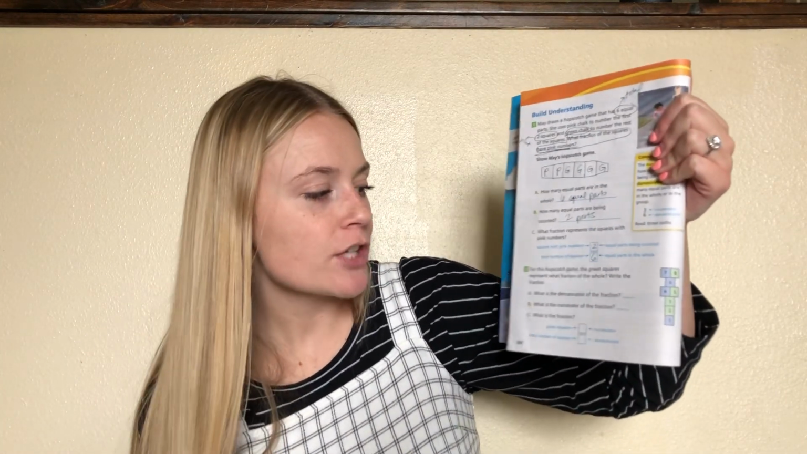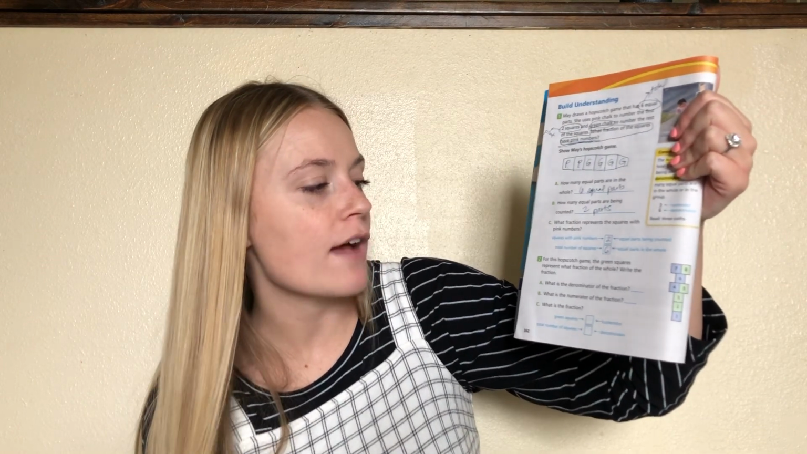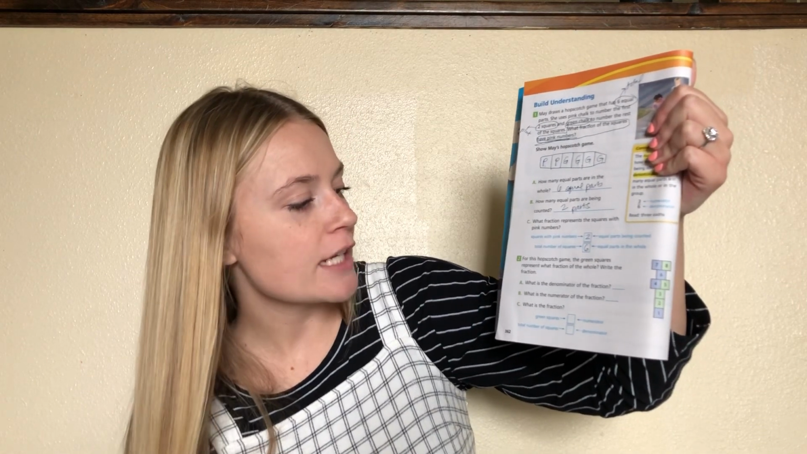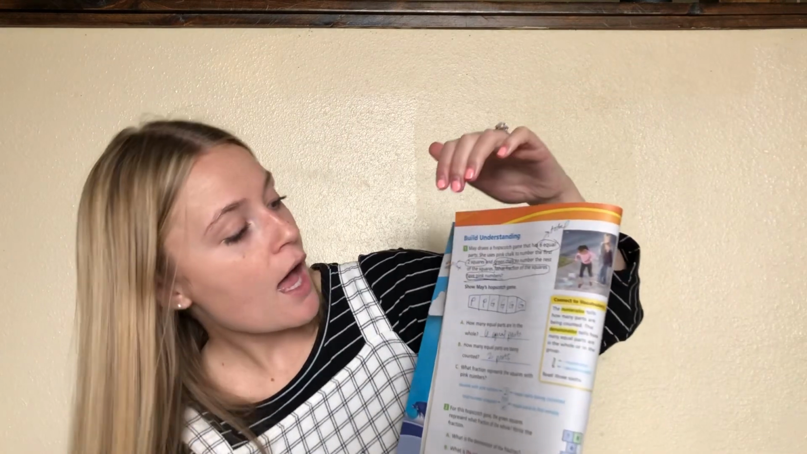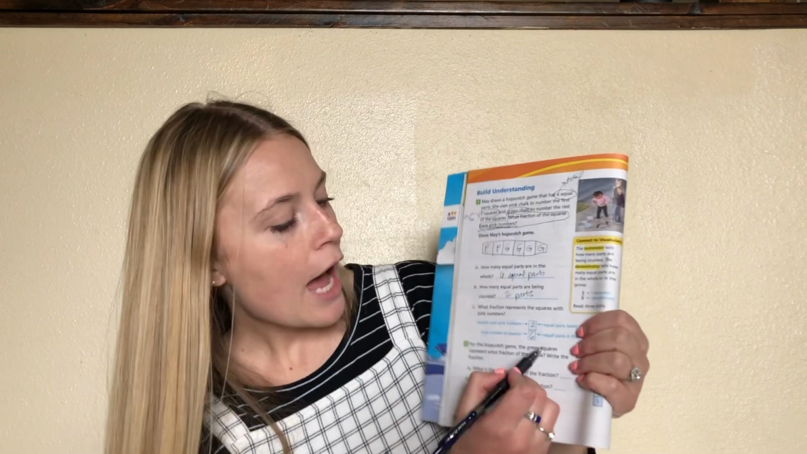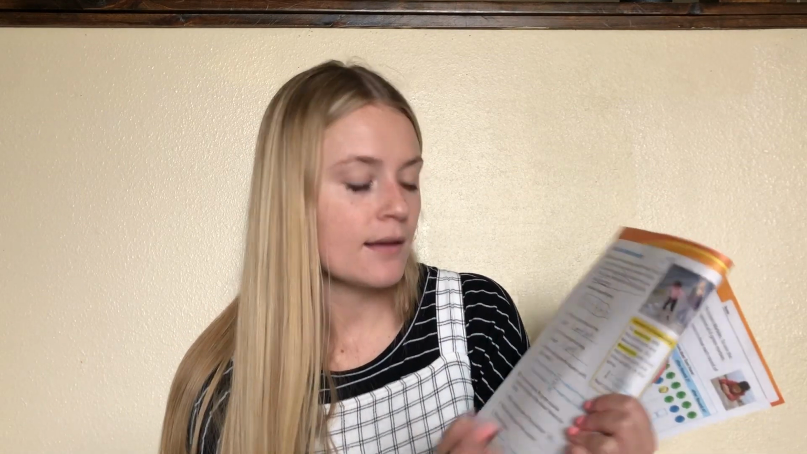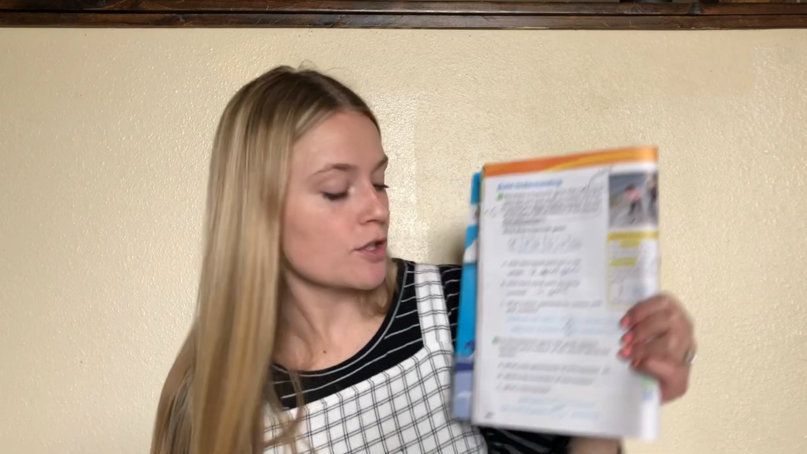Number 2, for this hopscotch game, the green squares represent what fraction of the whole? Write the fraction. So we're still using May's hopscotch drawing. How many green squares? It says, what is the denominator of the fraction? That is the same as before, 6, because the total didn't change.